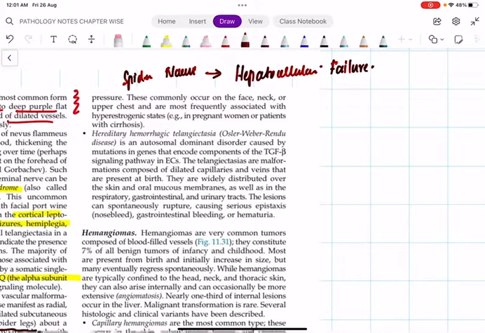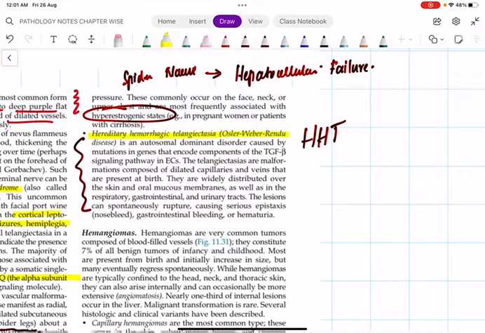Okay, yes. So it is also associated with hyperestrogenic states. Hyperestrogenic states, that is in cirrhosis. Even in cirrhosis, we have hyperestrogenism, and even in pregnant women. Then we have something we call Osler-Weber-Rendu disease. It is also called HHT. What is HHT? Hereditary hemorrhagic telangiectasia.